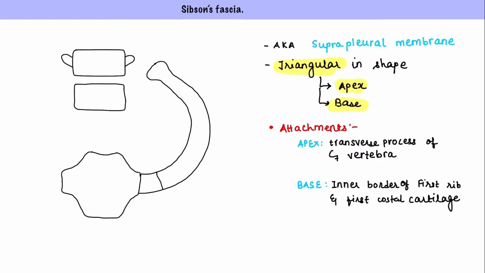In this figure, this is the C7 vertebra. This is the transverse process of the vertebra. This is the T1 vertebra. This is the manubrium of the sternum. This is the first rib. And this is the first costal cartilage.